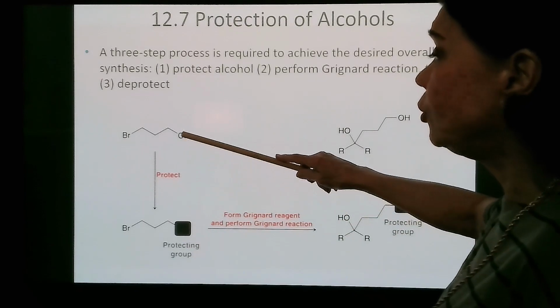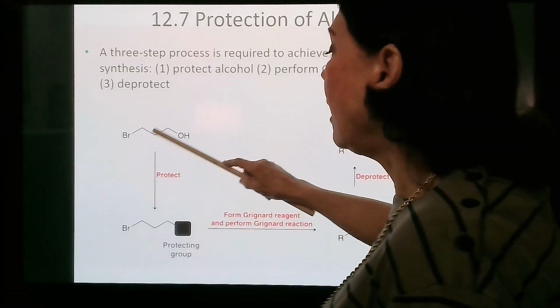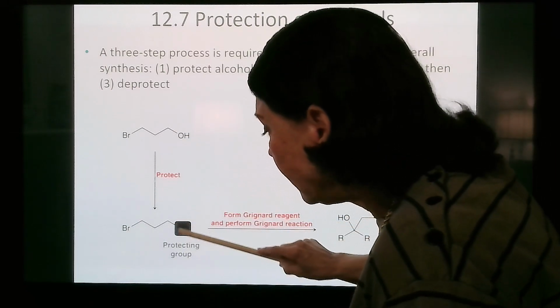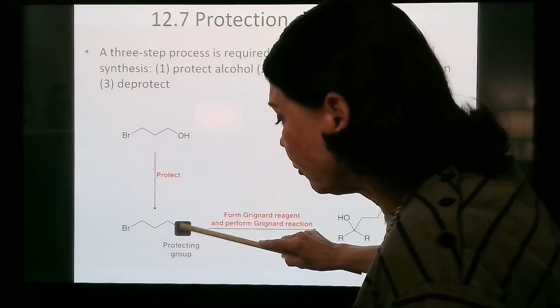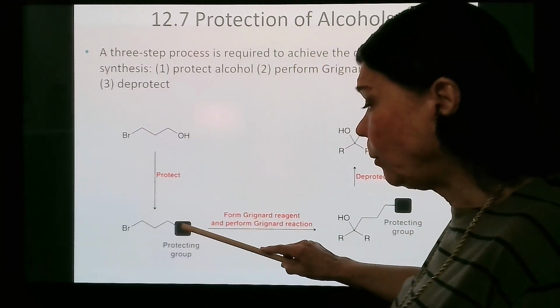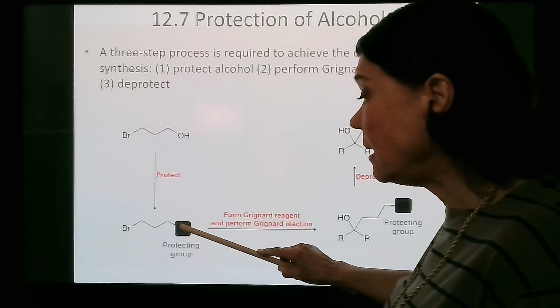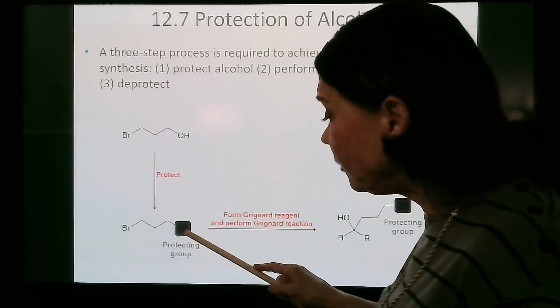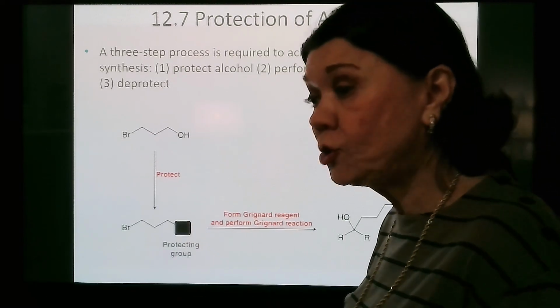So the first thing that you do is you use the halopropanol and protect it. So you put a protecting group on this end. So you no longer have a hydroxyl group here. You have a group that can be treated to regenerate the alcohol. Okay, so this is going to be an alcohol functionality waiting to be regenerated.